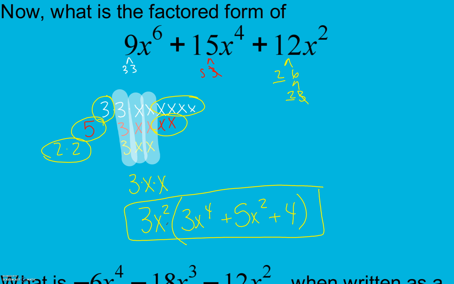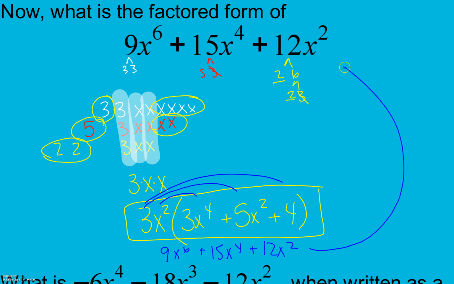Monomial times a trinomial. To check and see if we're right, guys, we would just redistribute and multiply. So I'd have 9x to the 6th power plus 15x to the 4th power plus 12x squared, which matches what we started with. So fairly easy to check these and see if you're on the right track. I'm going to stop this video here and continue on the rest of this section in the next one.